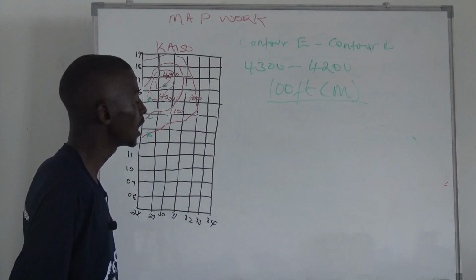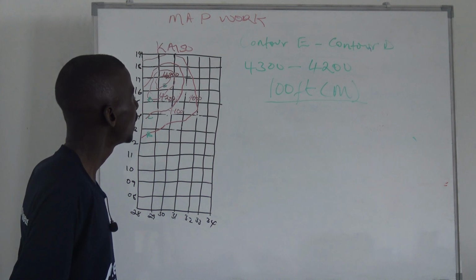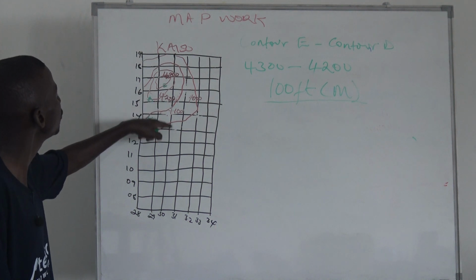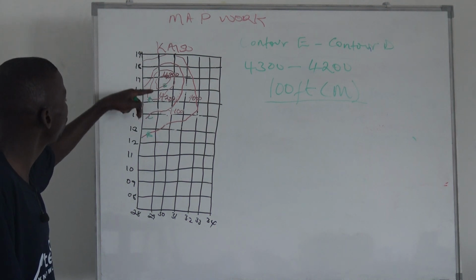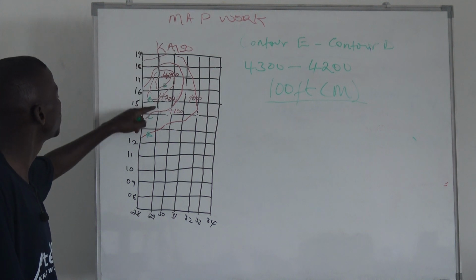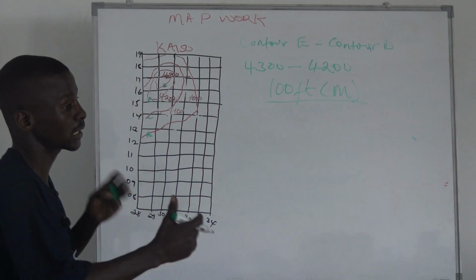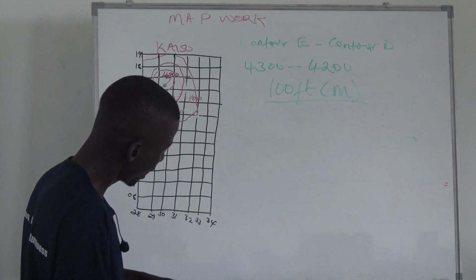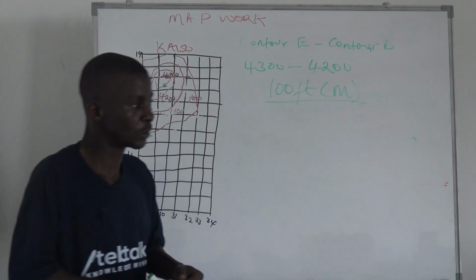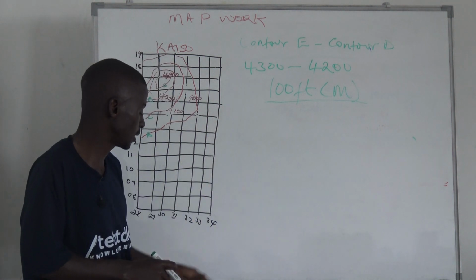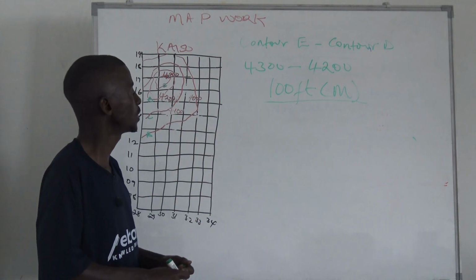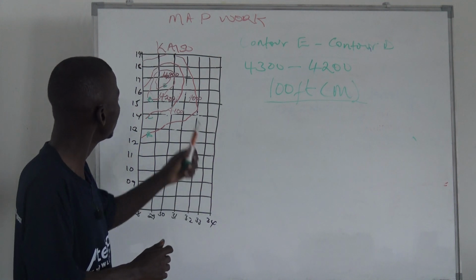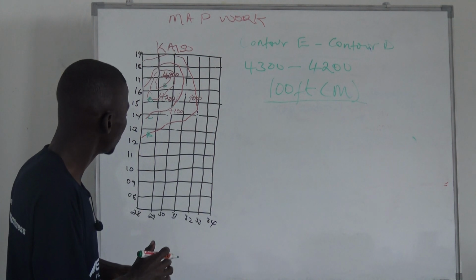You cannot get a different answer on different examples. If you use C and D, you still get 100. For example, if you subtract 4,100 from 4,200, as long as they are successive, one following the other, the answer will always be the same and will be stated in feet or meters. Don't forget to tell us whether it was in meters or in feet. So that is a vertical interval.